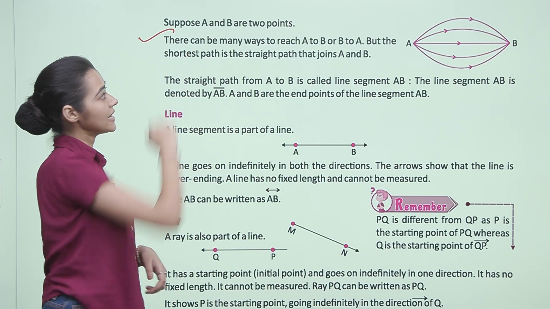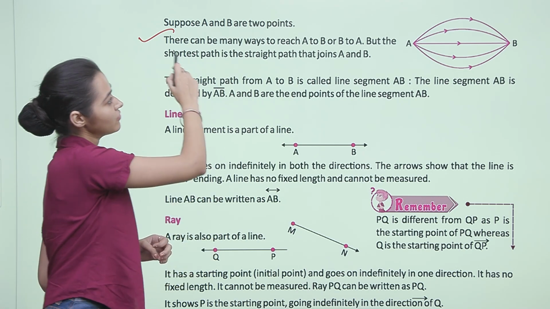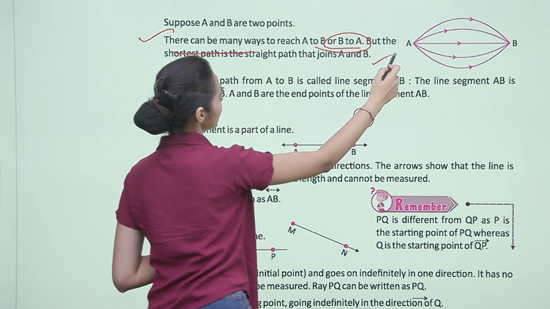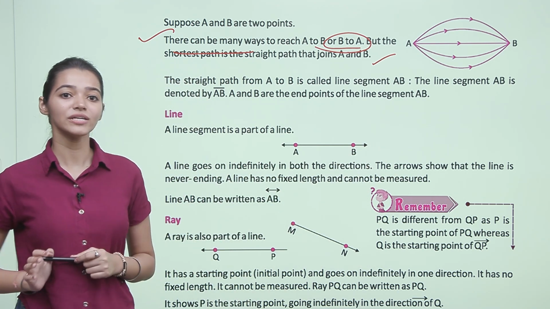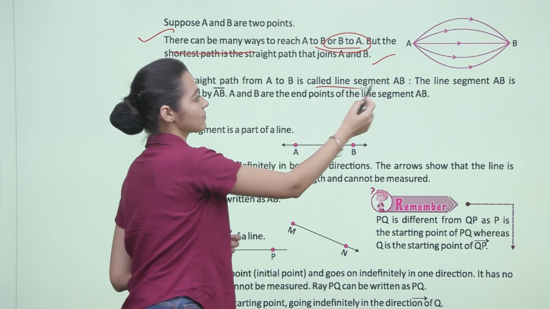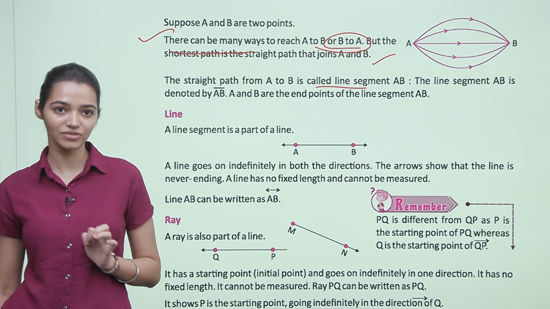Now suppose A and B are 2 points. There can be as many paths from A to B and B to A, but they all join A to B and B to A. Now the straight path from A to B is called the line segment AB, and A and B are the endpoints of the line segment.